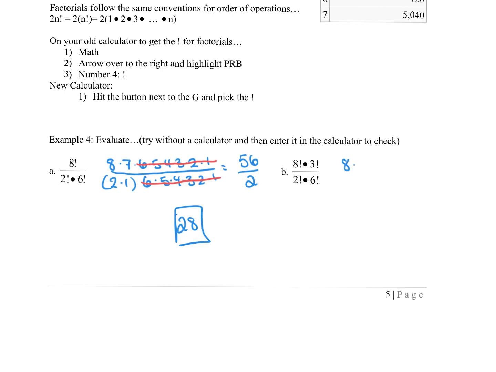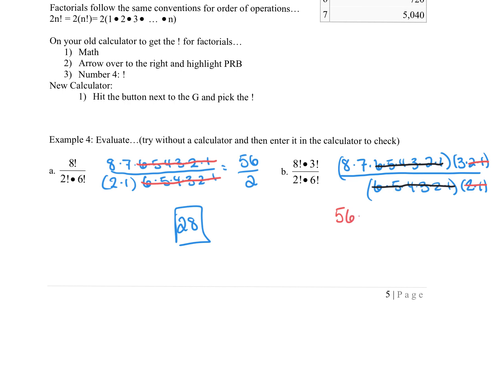So the next one is 8 times 7 times 6 times 5 times 4 times 3 times 2 times 1. That's the 8 factorial, and then 3 times 2 times 1 is the 3 factorial, over 6 times 5 times 4 times 3 times 2 times 1 times 2 times 1. 6, 5, 4, 3, 2, 1 cancel out with 6, 5, 4, 3, 2, 1. 2 and 1 cancel out with 2 and 1, and on top you're left with 56 times 3, which is 168.